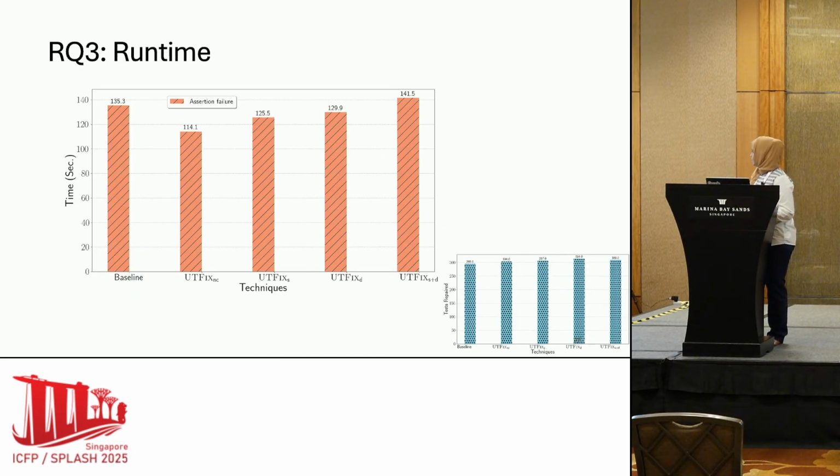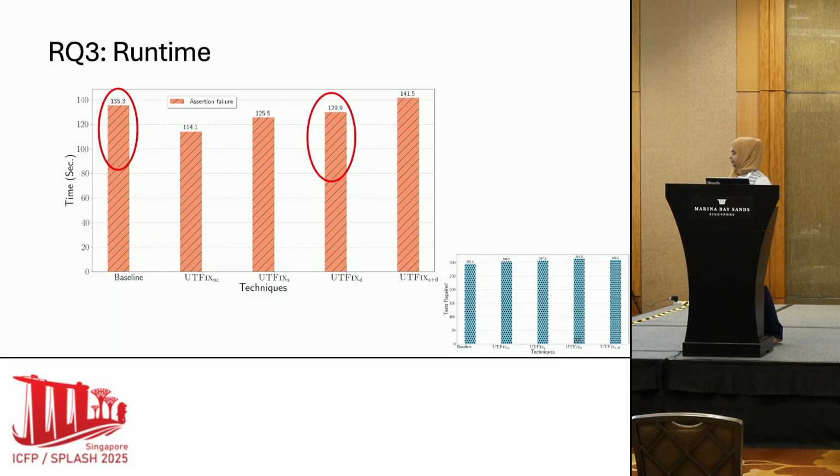For the runtime, we see that UTFix with dynamic trace takes a little bit more time than UTFix without any trace and with static trace. However, it is still better than the baseline. So we can say that UTFix with dynamic analysis is better than the baseline.